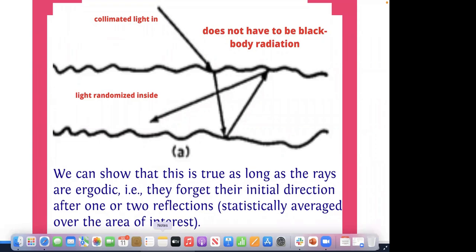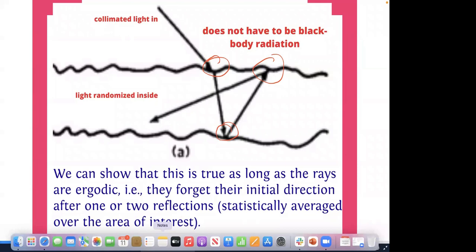So that's the situation shown here. This does not have to be black body radiation. Now, what happens when the light comes in? After a couple of bounces, one reflection here, another reflection here, even with a few passages of interfaces, which can be refraction and reflection and transmission, you end up with completely randomized light inside.